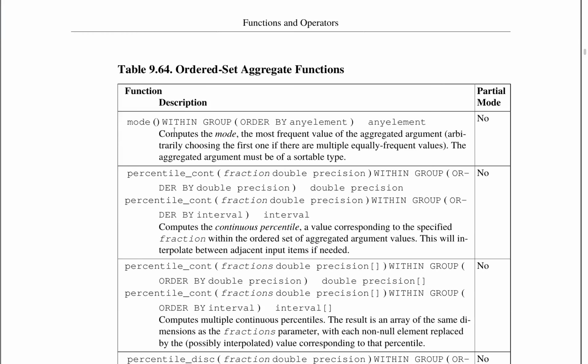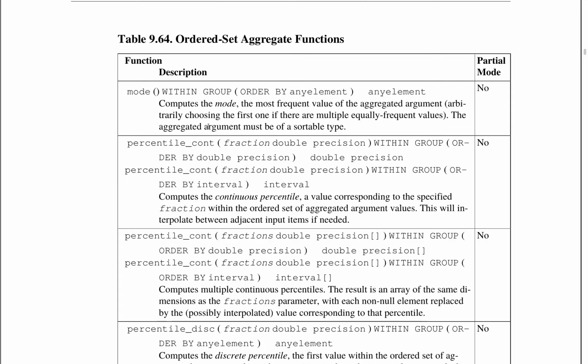So we have mode() WITHIN GROUP (ORDER BY anyelement), which returns anyelement. It computes the mode, the most frequent value of the aggregated argument, arbitrarily choosing the first one if there are multiple equally frequent values. The aggregated argument must be of a sortable type.